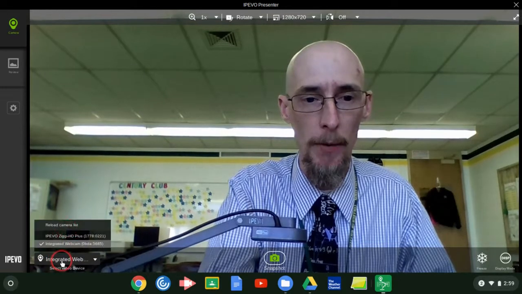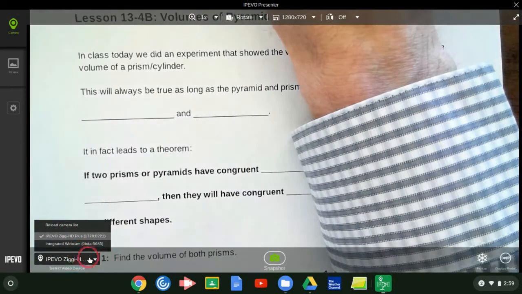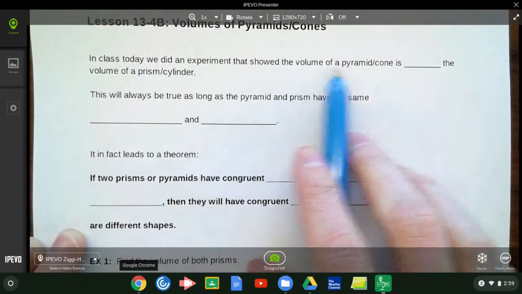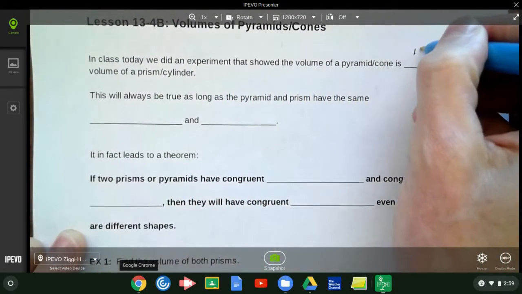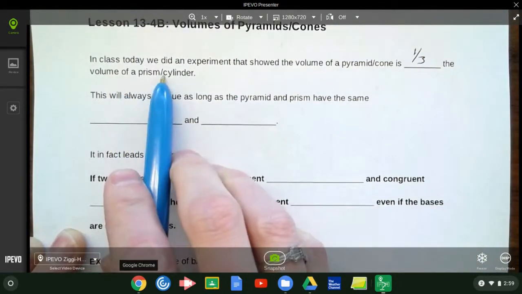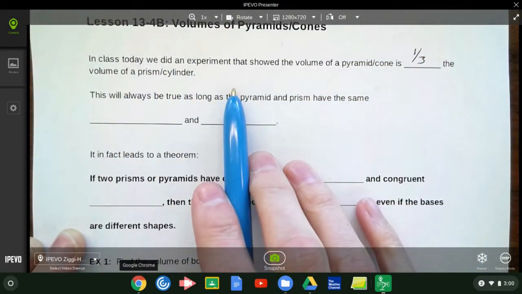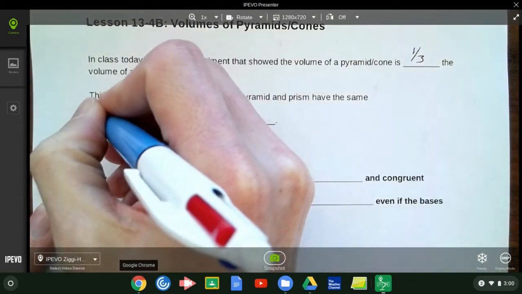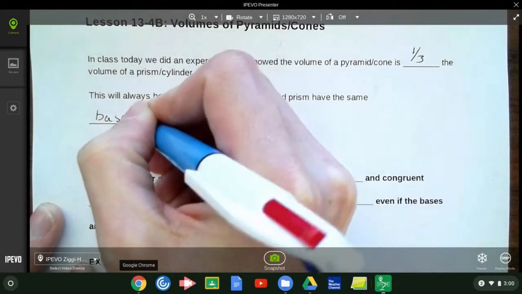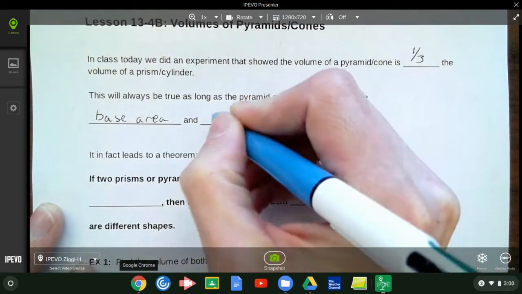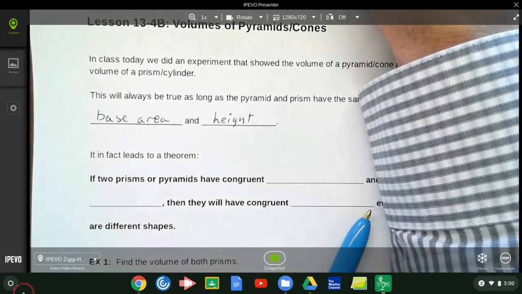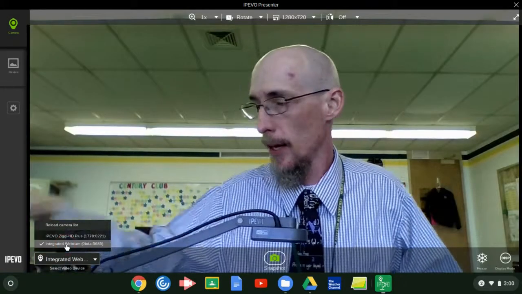Okay? So, going to our notes here. Remember, you can always print these notes out. Today in class we found out that the volume of a pyramid or a cone is 1/3 the volume of a prism or cylinder. Now this will always be true as long as the pyramid and the prism have the same base area and height.